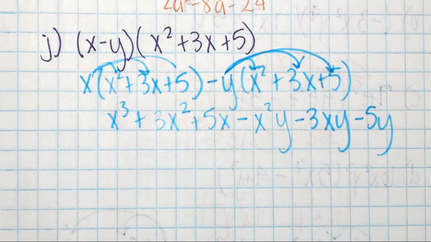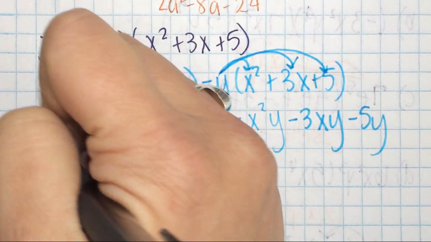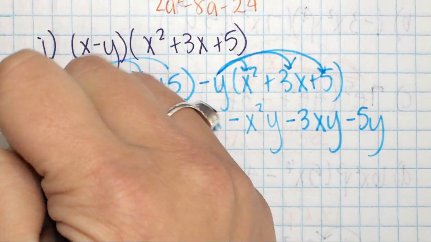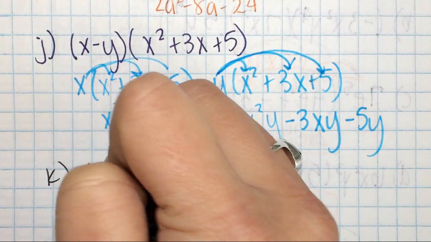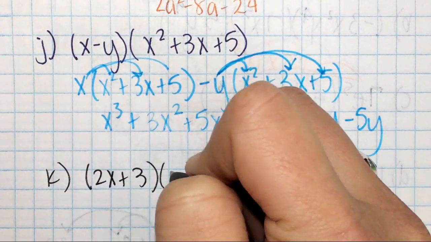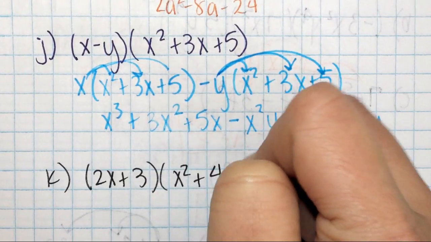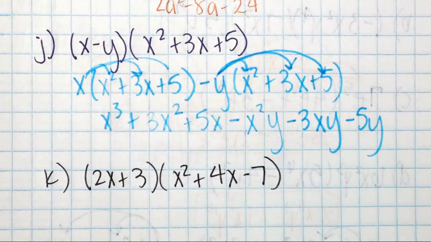Alright, combine those and then your homework tonight. One homework problem. 2x plus 3 times x squared plus 4x minus 7.